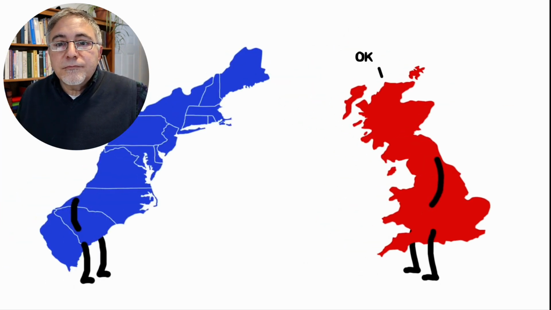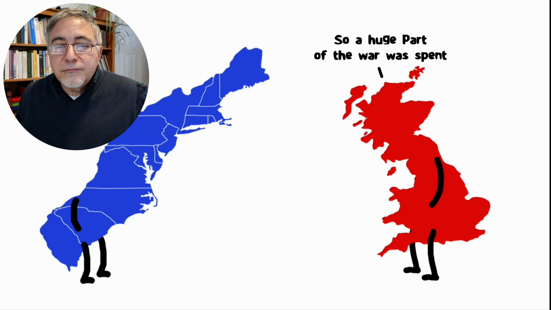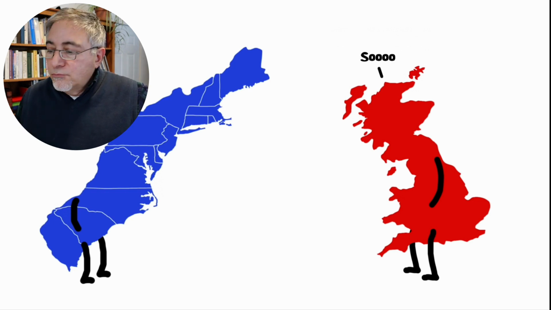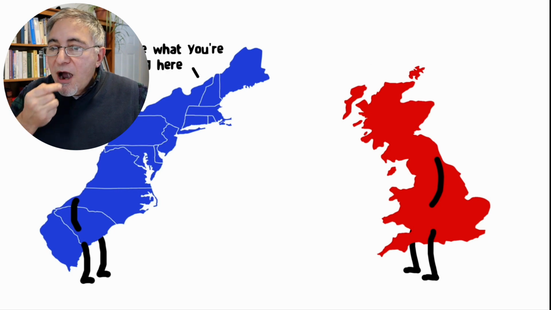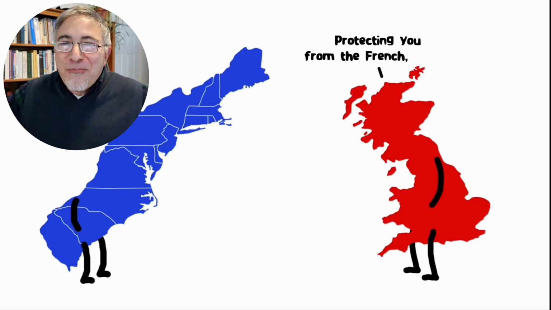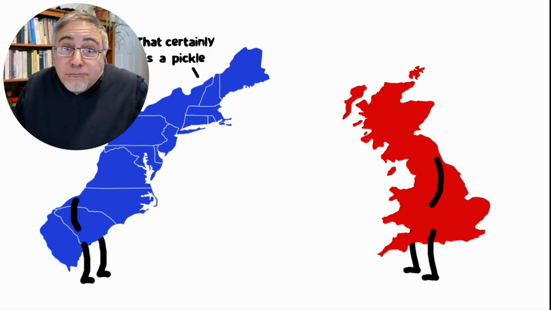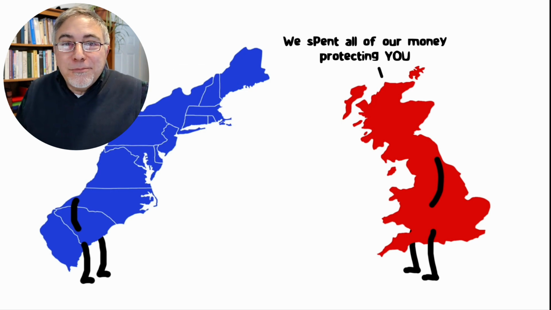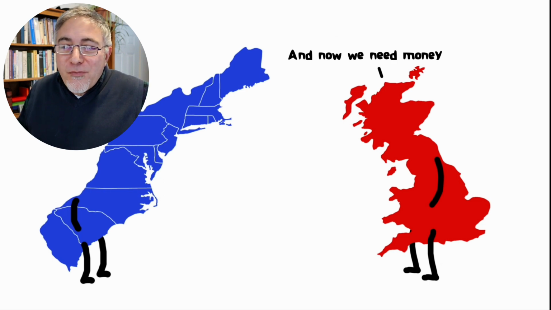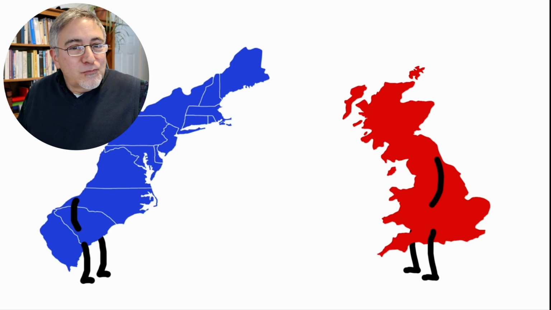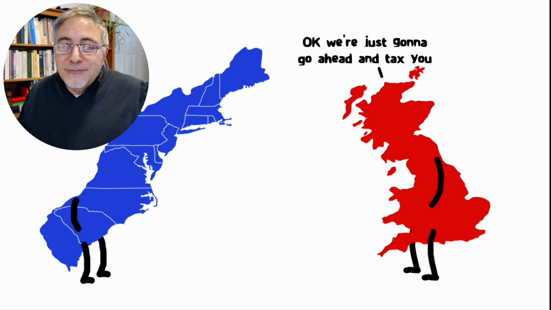So they went to the colonies and said, okay, listen up. So a huge part of the war was spent protecting you from the French, and now we have no money because of it. So I'm not sure what you're saying here. Okay, so we spent a lot of money protecting you from the French, right? Right, and now we're broke. That certainly is a pickle. Listen to me. We spent all of our money protecting you, and now we need money. Can you please pay us back some money? No. Okay, we're just going to go ahead and tax you.